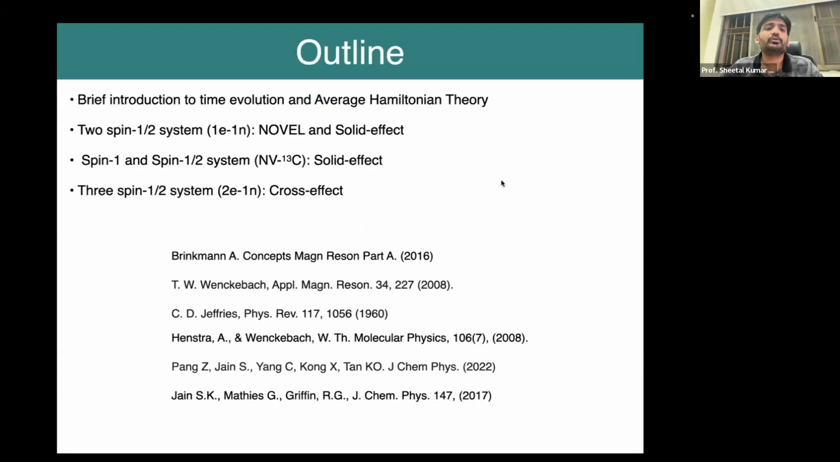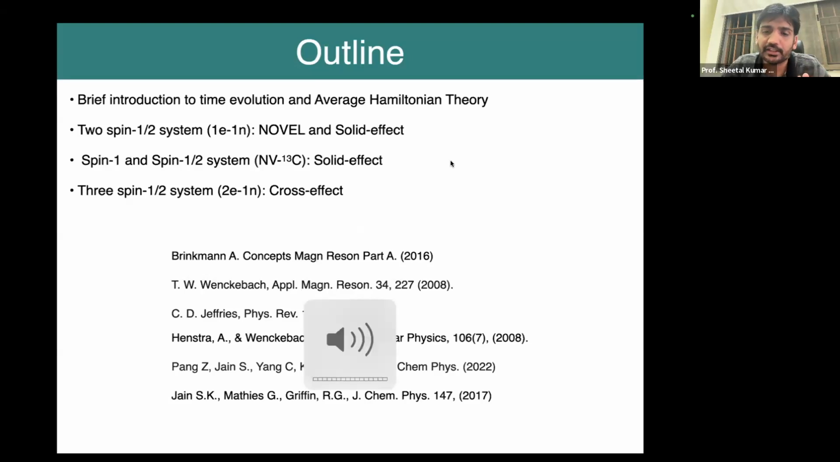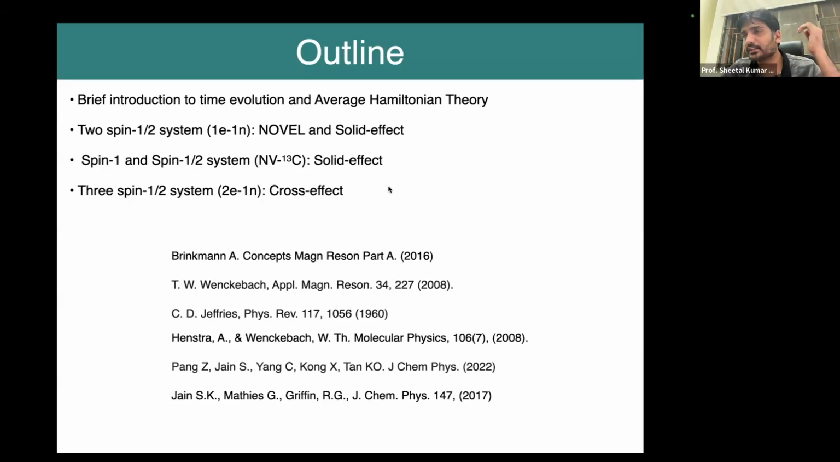So the outline of my talk is going to be, I'll very briefly introduce this time evolution of density matrix and the average Hamiltonian theory. The aim here is not to derive the complete theory. For those who are interested in it, there are several references. The one I'm using today is this review, this primer by Brinkman here, and I found it extremely helpful.